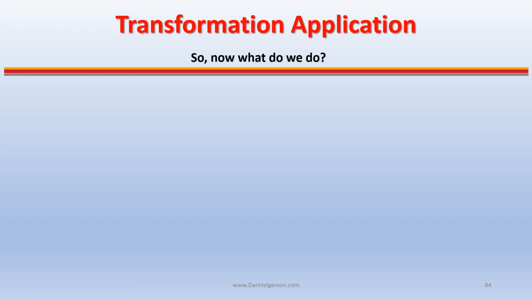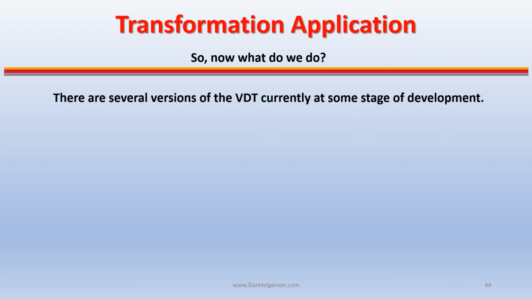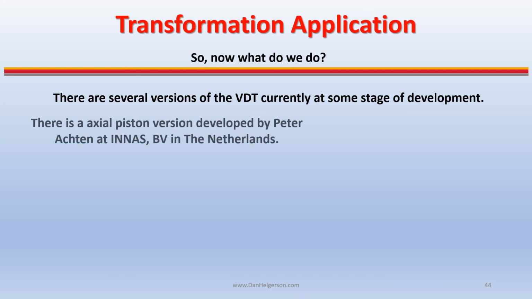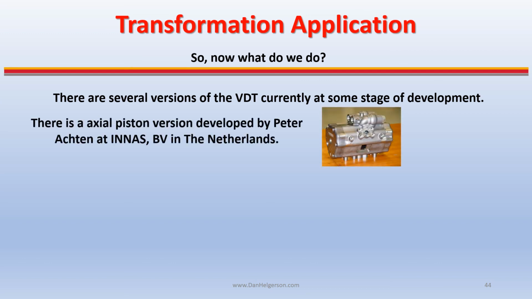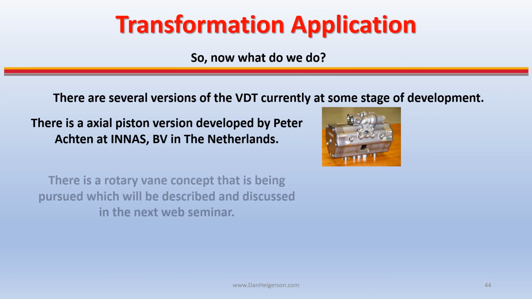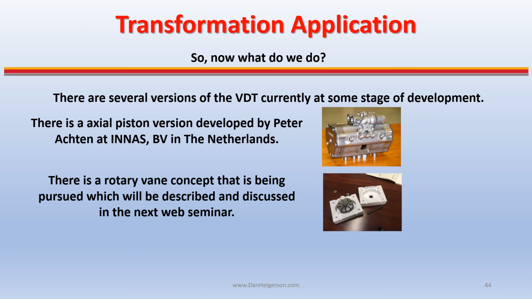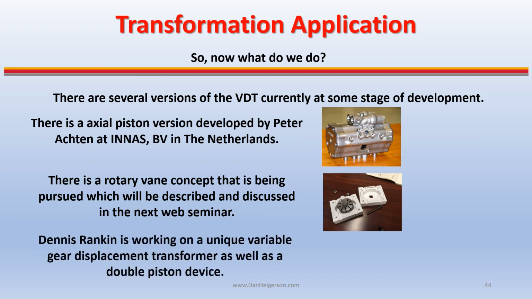So now what do we do? There are several versions of the VDT currently at some stage of development. There is an axial piston version developed by Peter Achten at NSBV in the Netherlands. There is a rotary vane concept that is being pursued, which will be described and discussed in the next web seminar. And Dennis Rankin is working on a unique variable gear displacement transformer as well as a double piston device. None of these are currently at your local distributor.